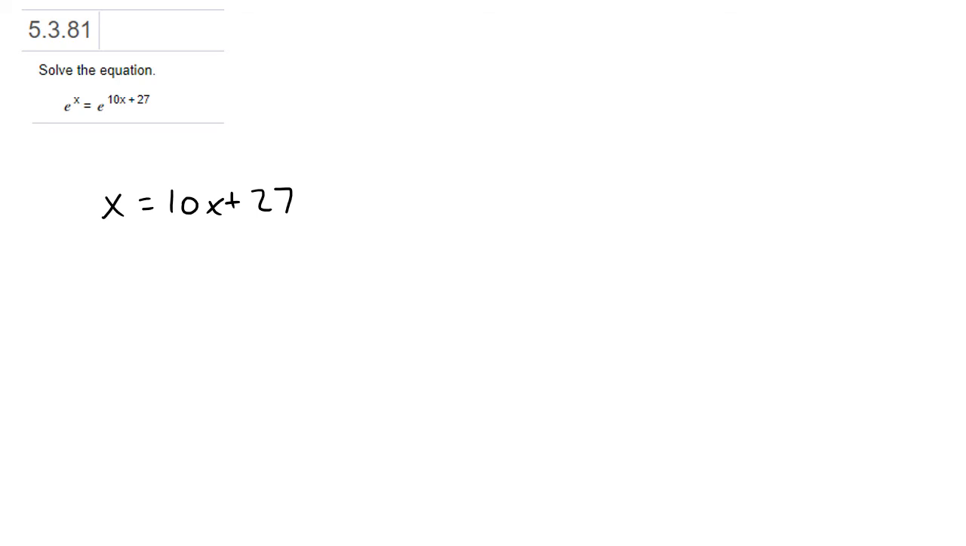Okay, I'm going to go ahead and subtract 10x from both sides and divide by negative 9. And again, the exponential's domain is all real numbers, so this is in fact a genuine solution.